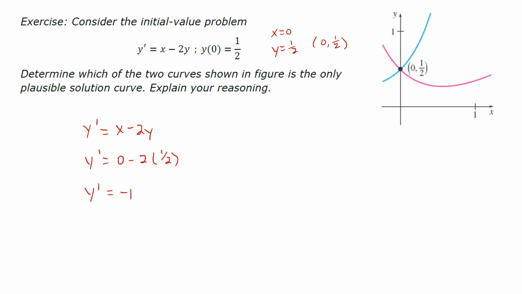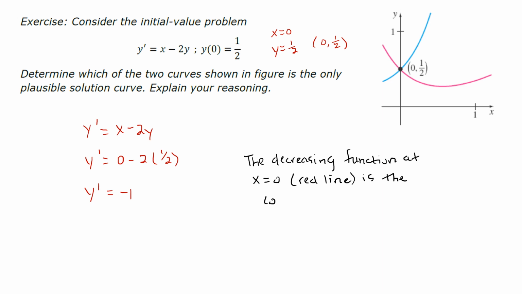Okay, so let me write that out for you. So the decreasing function at x equals 0, so the red line, is the correct solution curve. All right, that's it for this one.